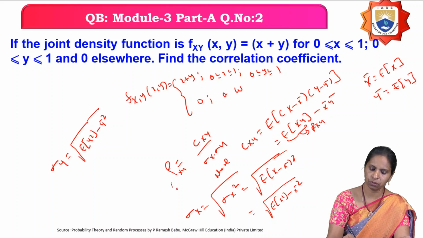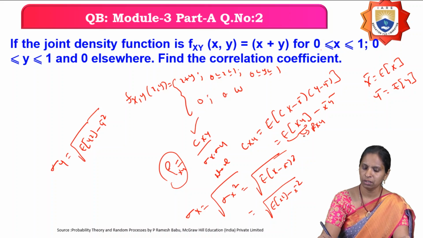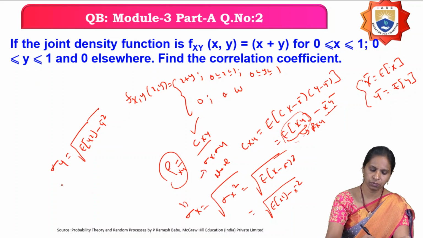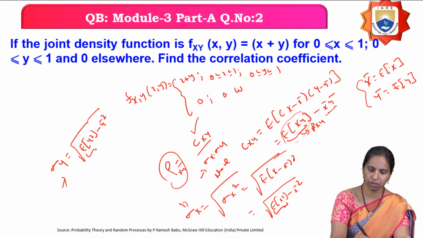In order to calculate the correlation coefficient, you have to calculate the covariance. In order to calculate the covariance, you have to calculate the correlation, u of xy, and then x bar and y bar, the means of the variables x and y, that is u of x and u of y. After that, you have to calculate the variances of the two random variables. In order to calculate the standard deviation, first you have to calculate u of x square, and then u of y square.